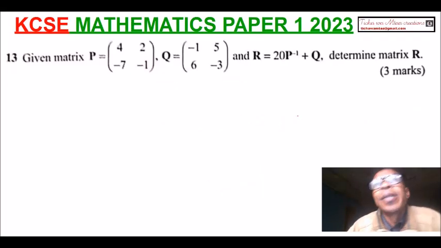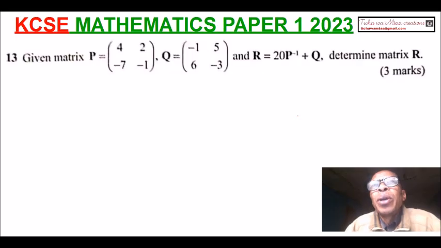This is question number 13, 2023 KCSE Mathematics. And we are told, given matrix P is equal to [4, 2; -7, -1], Q is equal to [-1, 5; 6, -3], and R is equal to 20 P inverse plus Q, determine matrix R. Now, here you are being tested whether you know how to get the inverse of matrix P.